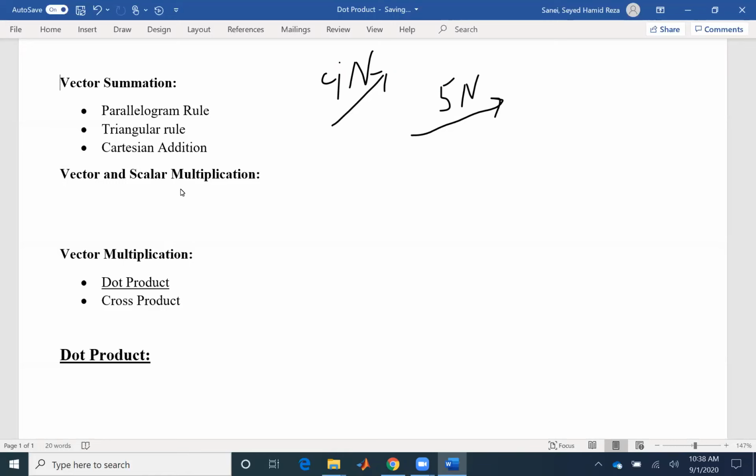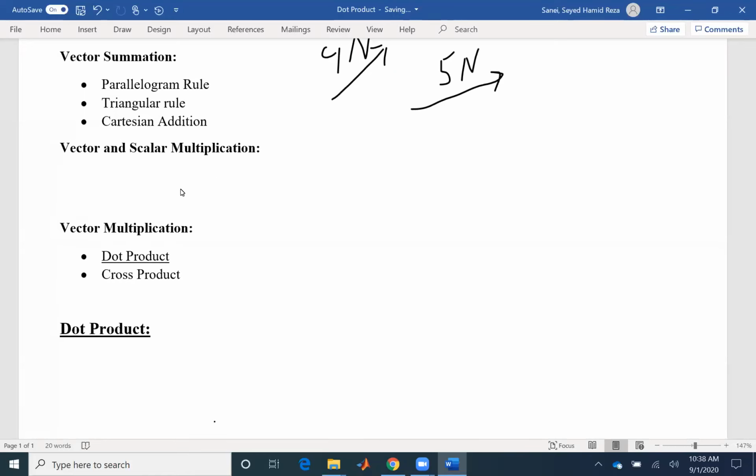The other operation that we covered was vector and scalar multiplication. So if you have a vector A, and then you're going to multiply it by a scalar, let's say 2, only the magnitude is multiplied by the scalar. So if that's A, that's 2A, without any change in the direction.